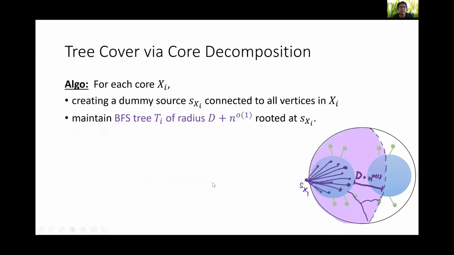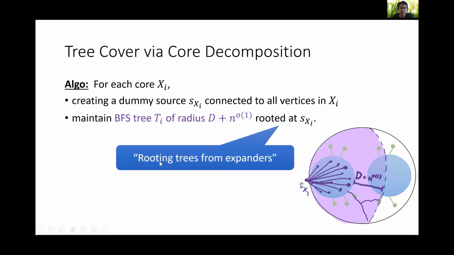That's nice. So let's see how to use core decomposition to implement tree cover. The idea is this. For each core X, you create a dummy source Sx, connect it to all vertices in the core, and then you maintain a BFS tree with depth around D plus some subpolynomial, rooted at the dummy source here.